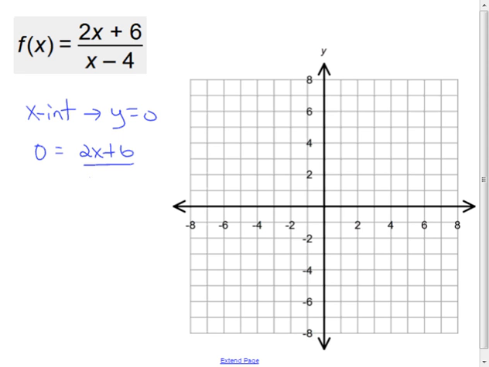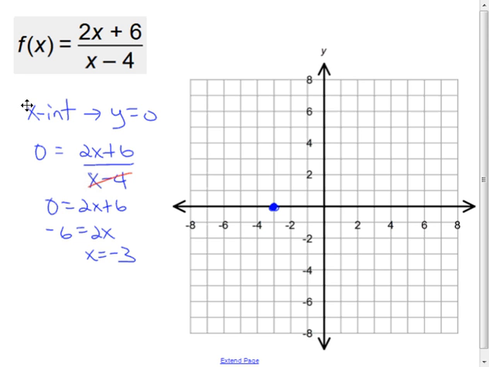So I know that that is going to create, excuse me, x minus 4, create an output of 0. So when is a fraction equal to 0? Well, when the top is. So you get 0 equals 2x plus 6, negative 6 equals 2x, and x equals negative 3. That is going to be the x-intercept. So I can actually go here and go to negative 3 on the x-axis and put a dot.